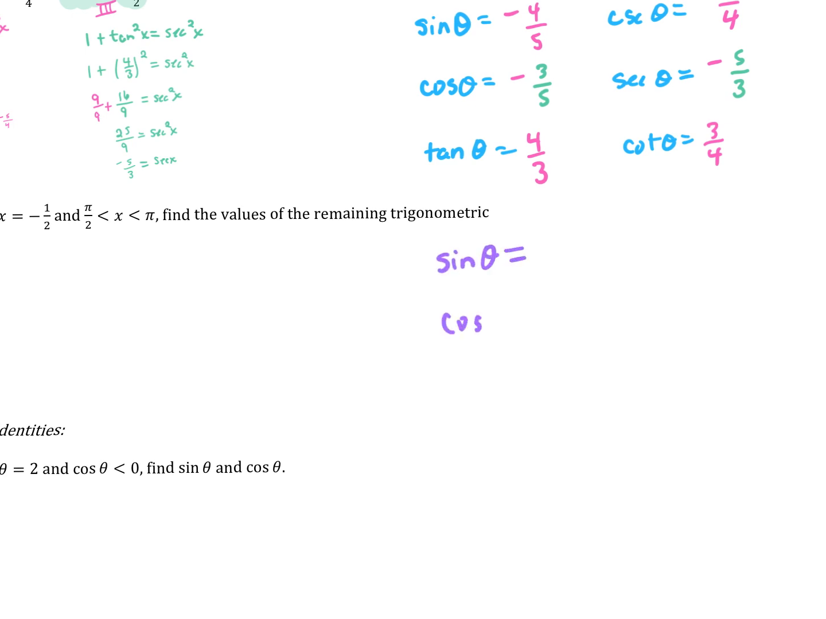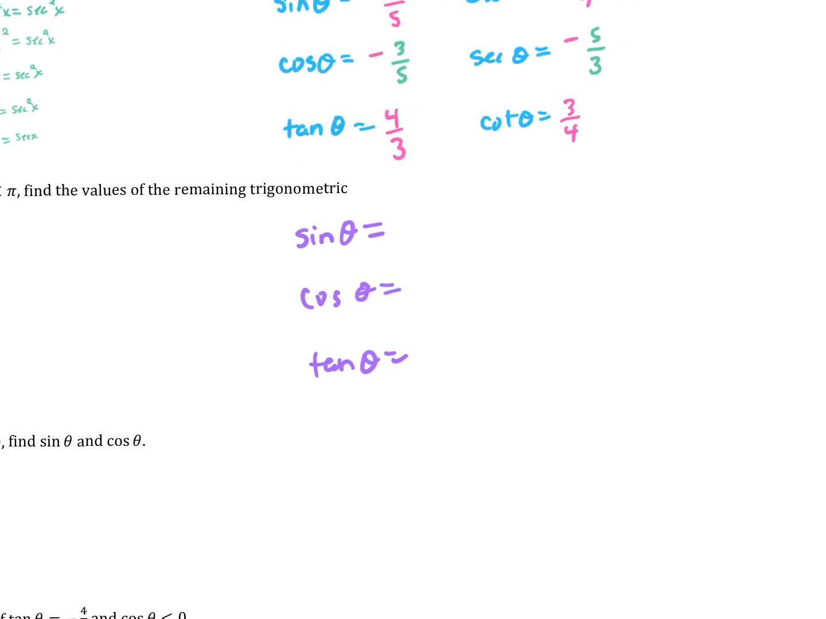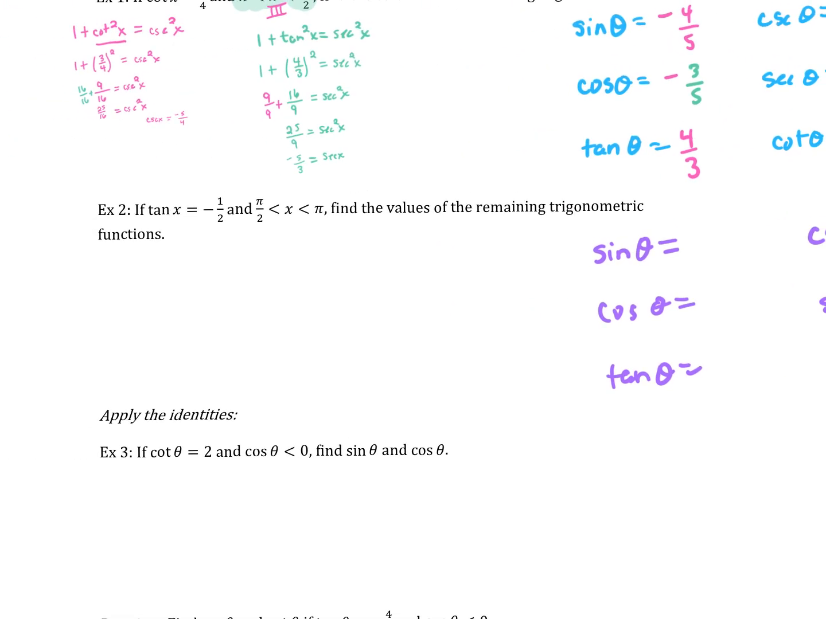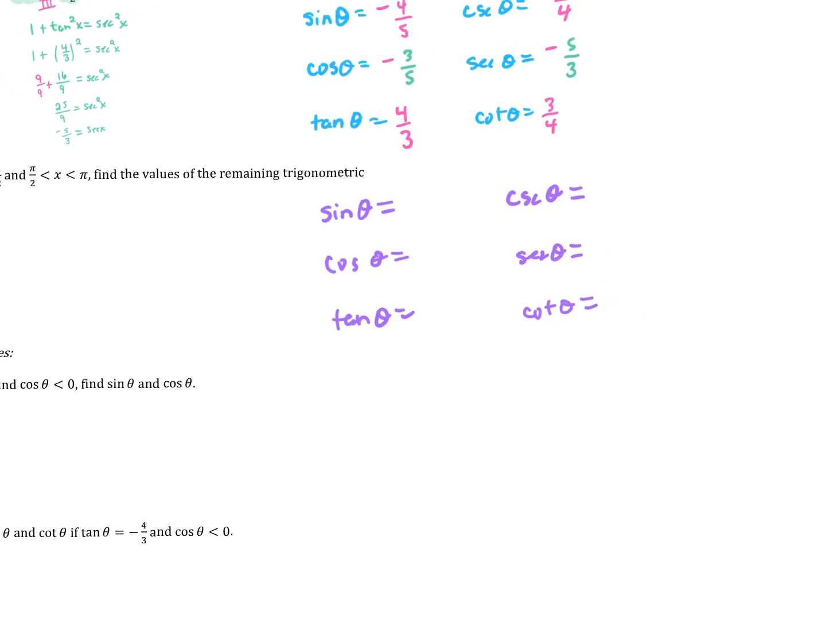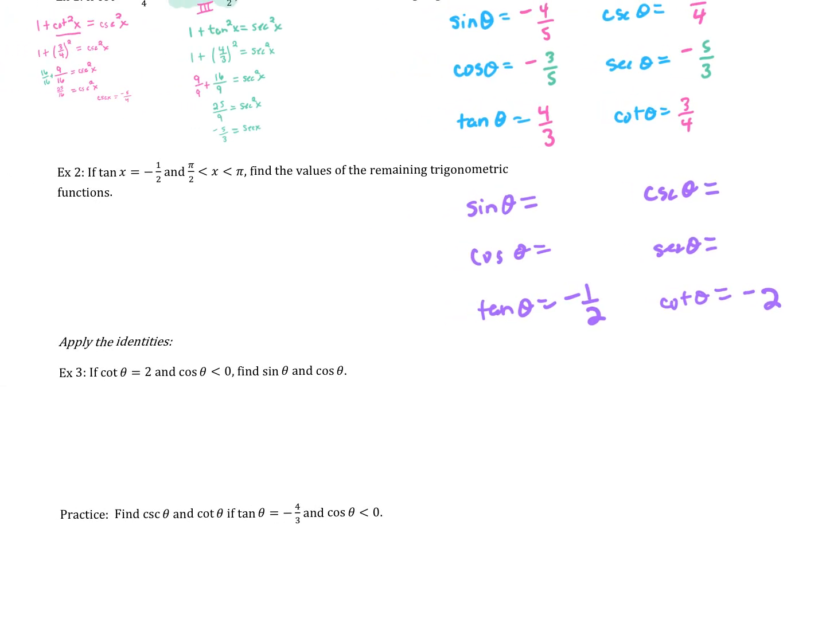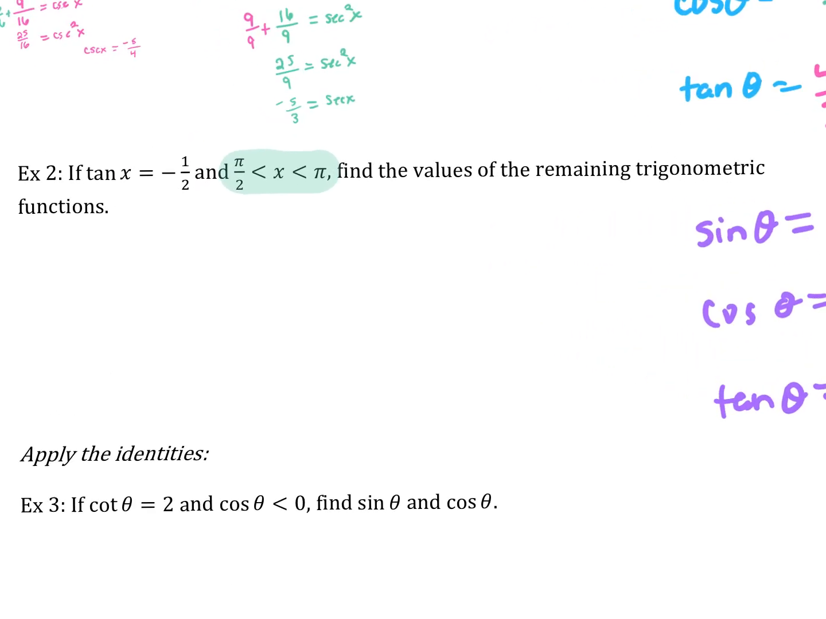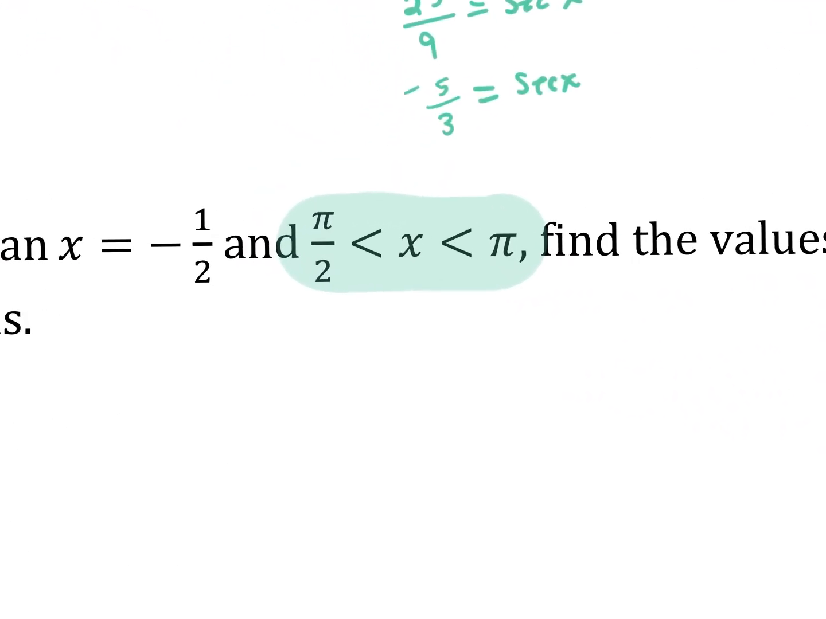So sine, cosine, tangent, cosecant, secant, cotangent. All right, let's decide on positive and negative signs and label what we have. Tangent of theta is negative 1/2, so cotangent would be negative 2. All right, we are being told, man, this is nice. I'm telling you quadrants instead of you having to figure it out. Okay, what quadrant are we in? Peyton, what quadrant is this?